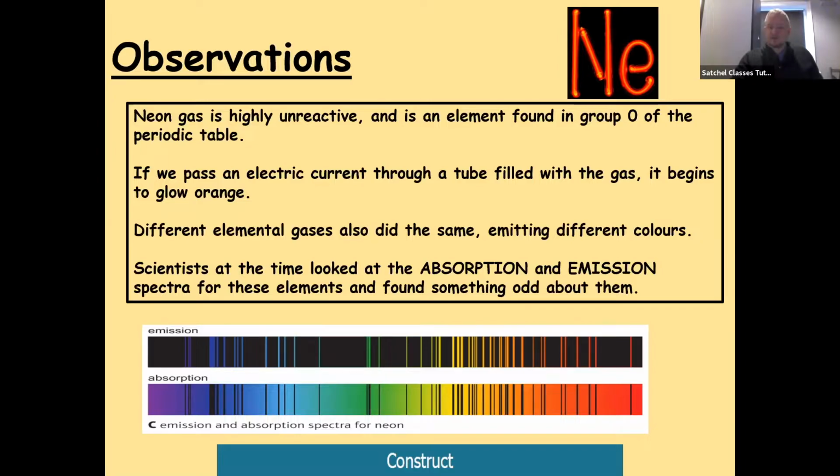Scientists at the time looked at the absorption and the emission spectra for these elements, and they found something odd about them. Now I've got neon's absorption and emission spectra on the bottom of the screen, and you can see for the emission spectrum, emission being the colors of light that is being produced or given out by the neon when it's glowing, and the absorption being the colors of visible light that neon absorbs when light is passing through it, you can see that there are marks in the same position on the emission and absorption spectrum, meaning that they were emitting and absorbing light at the same wavelength.